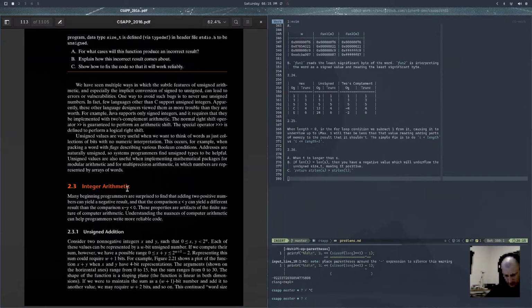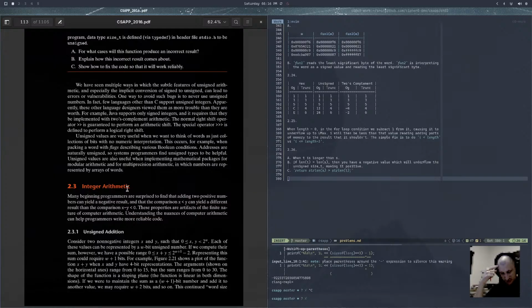So consider two non-negative integers x and y, such that x is just greater than or equal to 0, and y... so x could be way farther. X could be a quadrillion. There's nothing bounding x in this statement. And then y is bounded by 0 because it says that it's not negative. So it's between 0 and 2 to the w. So each of these values can be represented by a w-bit unsigned number, because y is less than that. Y is not equal to that.